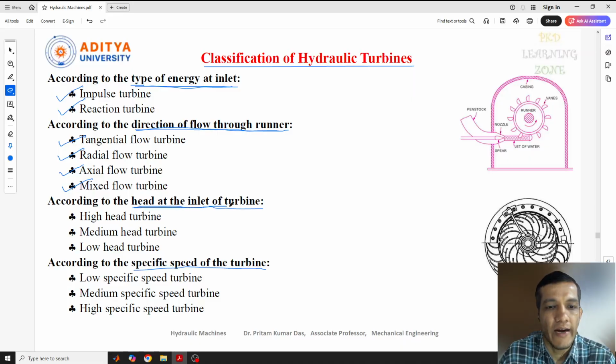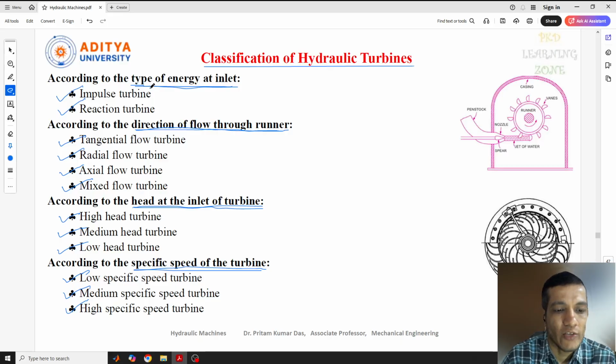Similarly, according to the head at inlet of the turbine, it is categorized into three types: high head turbine, medium head turbine, and low head turbine. Similarly, according to the specific speed of the turbine, it is categorized into three types: low specific speed, medium specific speed, and high specific speed. So we'll discuss one by one all these turbines. First, we'll see impulse turbine.